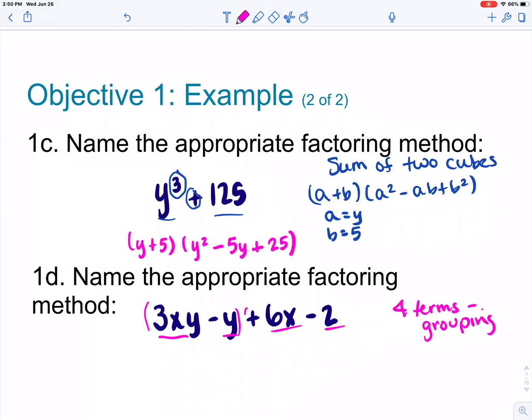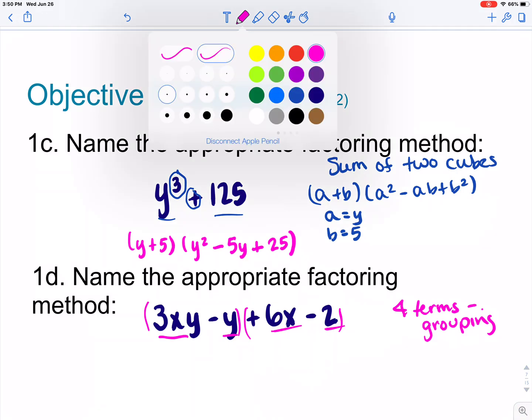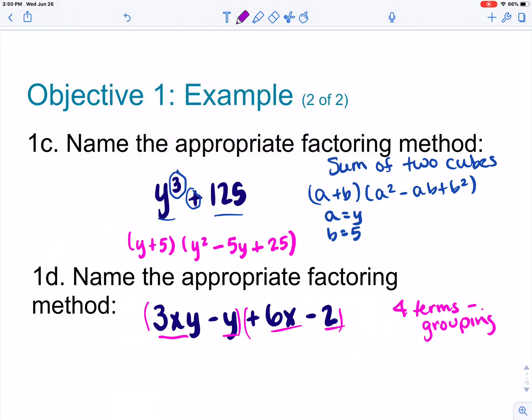So what I'm going to do is I'm going to group it like this. The first group, I notice that I have a 3xy and a minus y. So it looks like the only thing that I can factor out is a y. So 3xy divided by y is 3x. Y divided by y is 1.